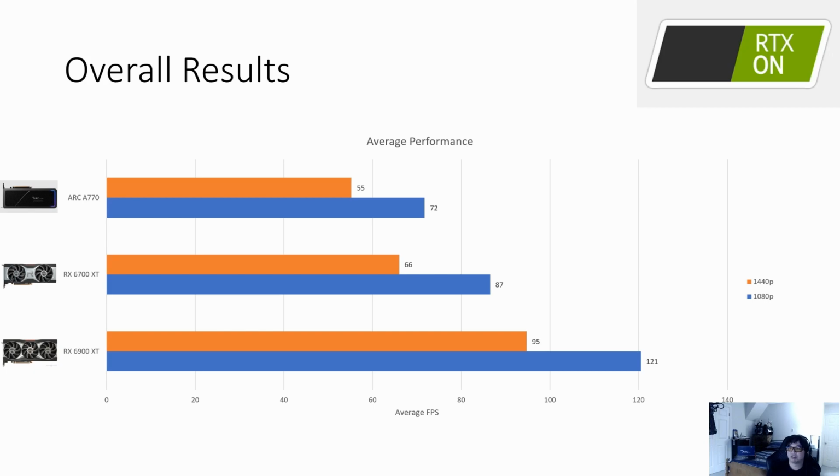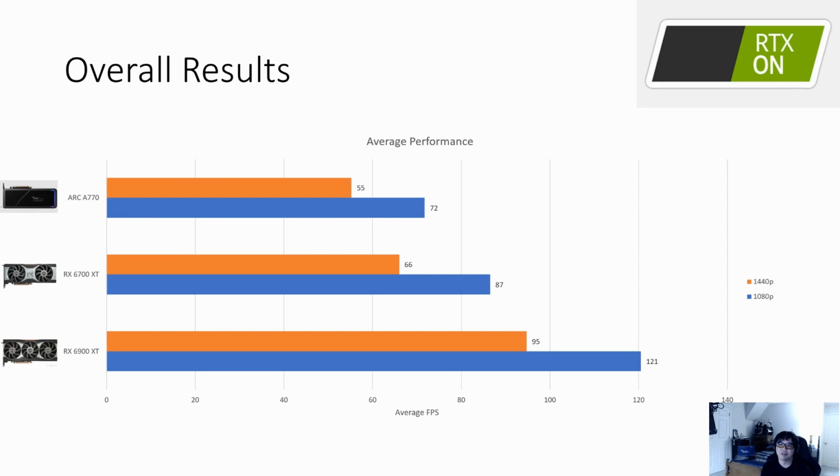So in general, I would say if you want to turn on ray tracing and you want to use ARC A770 because it's an interesting new GPU from Intel, I would recommend 1080p. But certainly with 1440p, I don't really recommend ARC for 1440p ray tracing gaming. If you're doing RTX on with ARC, you want to be on 1080p. Unfortunately, that's just kind of how it is right now.